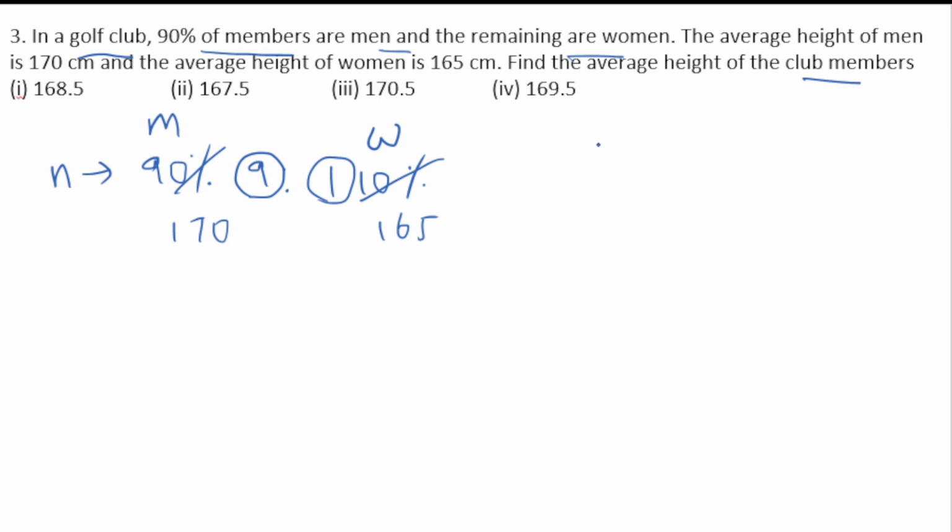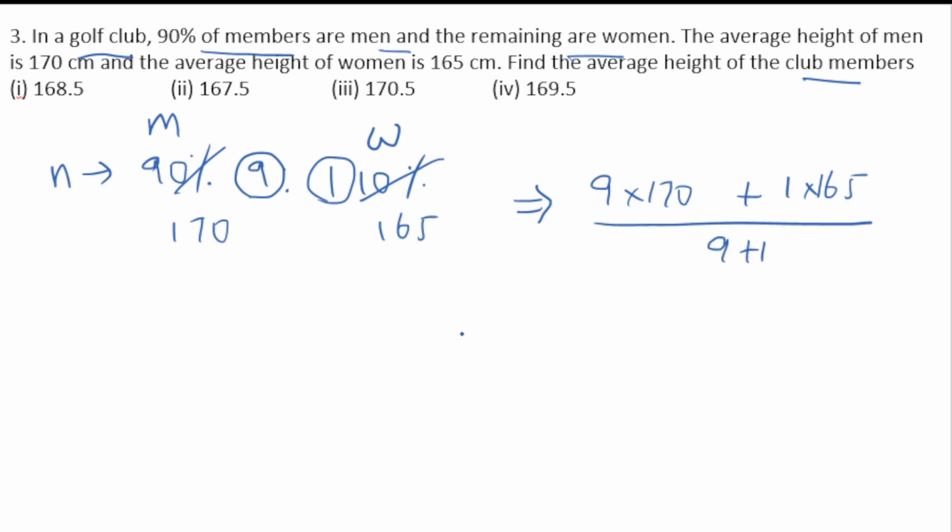We have to find what is the average height of the total members. So here 9 into 170 plus 1 into 165, divided by total number of members, which is 9 plus 1. If you simplify here we'll get 10 and you can cancel here 5 into 2, 5 into 33, 5 into 34.